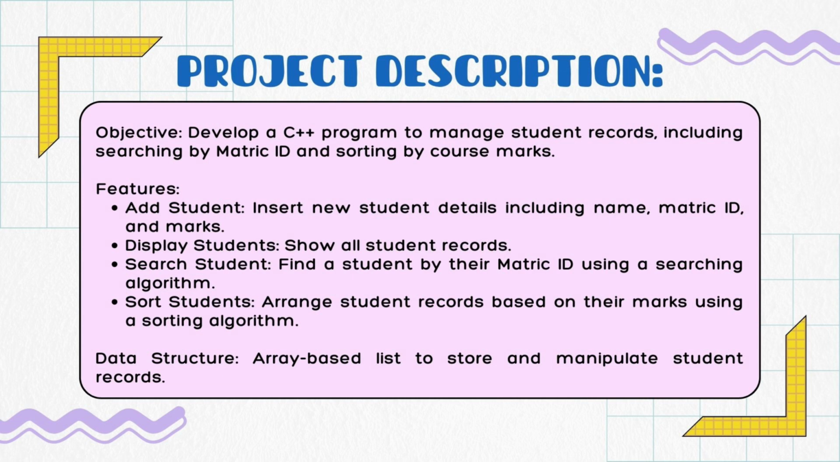Lastly, sort students. This feature enables user to arrange the student records based on their course mark. The program will use quick sort to organize the records in ascending order, allowing user to identify the top performers or students that require additional support. For efficient storage and manipulation of student records, this program uses an array-based list data structure.